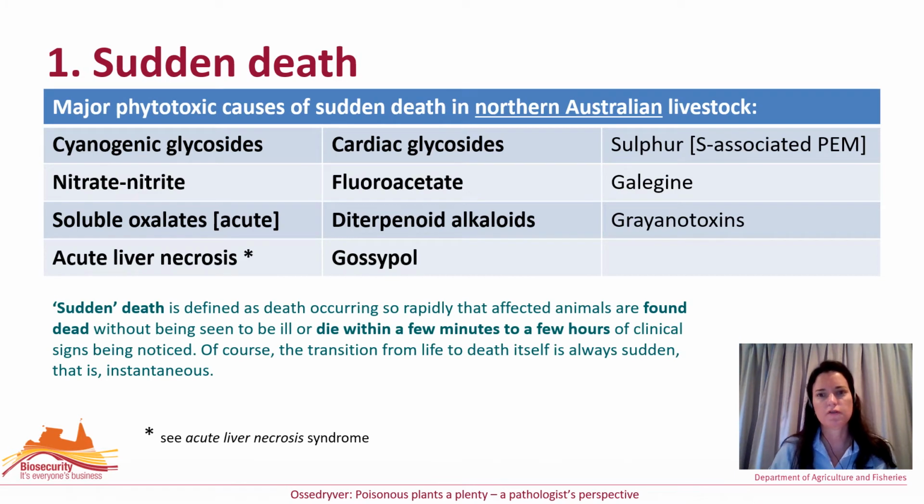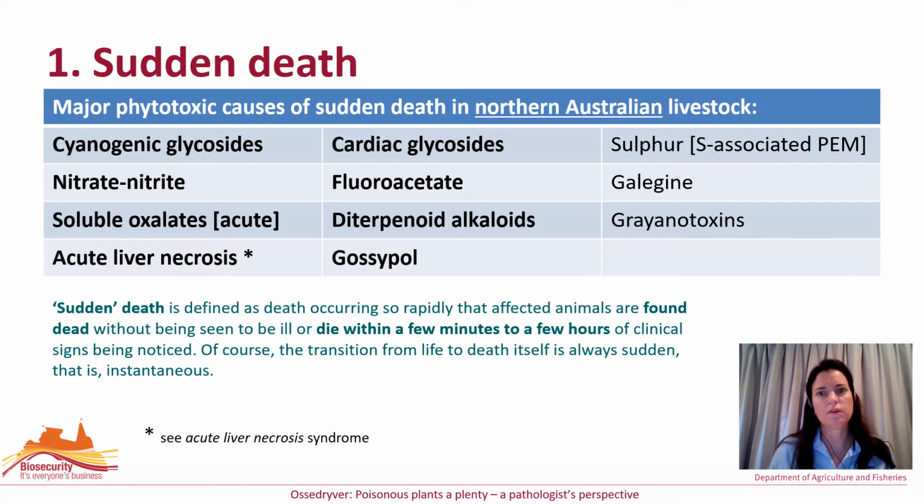So for each of the 5 presenting syndromes that I will discuss today, I've included a summary slide which will list the major causes and those that I will discuss in detail. These are in bold, with the less common causes, but those still relevant to Northern Australia, in normal font. So starting with sudden death.